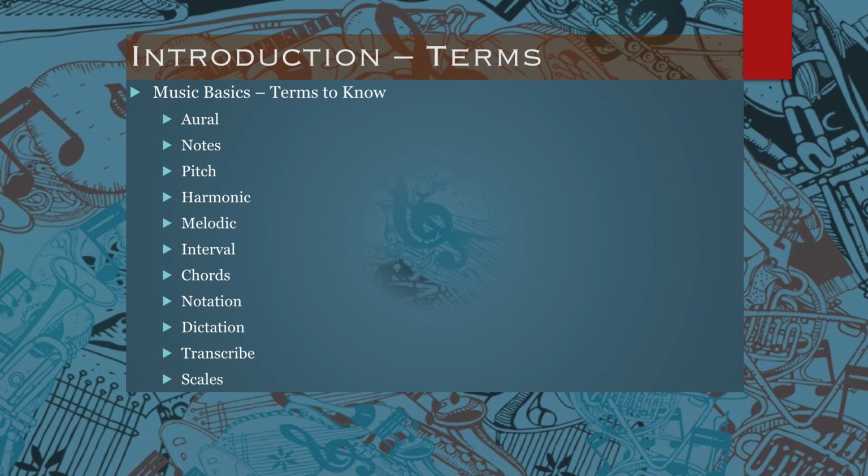Many of these terms will crop up during that first quiz. So first, I'm going to pronounce each one of these terms for you, and then I'm going to give you a description of what each one actually means. So your first terms are aural, note, pitch, harmonic, melodic, interval, chords, notation, dictation, transcribe, and scales. These are all terms that you absolutely need to know to do well in this course. If you don't know these basic terms, you're going to find the textbook a little bit hard to read, and you're probably not going to do so well in that first quiz.